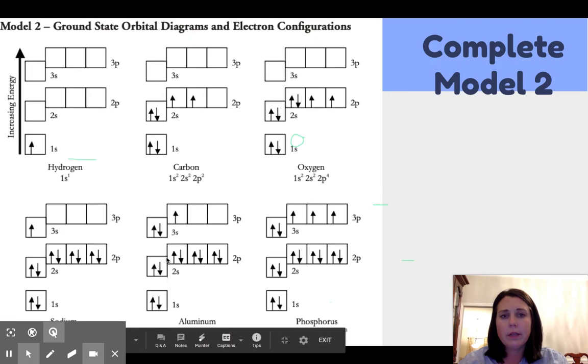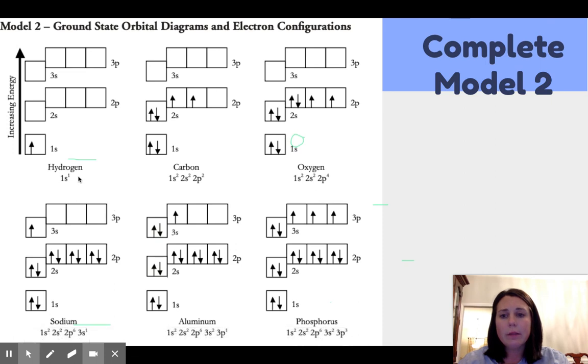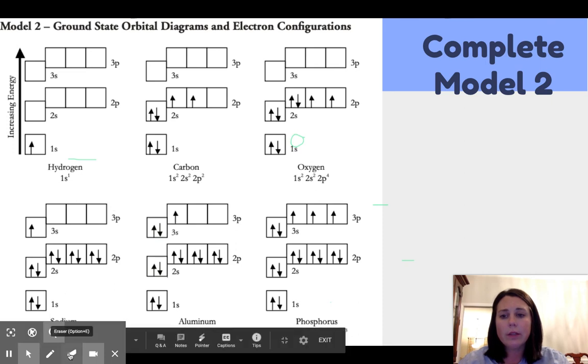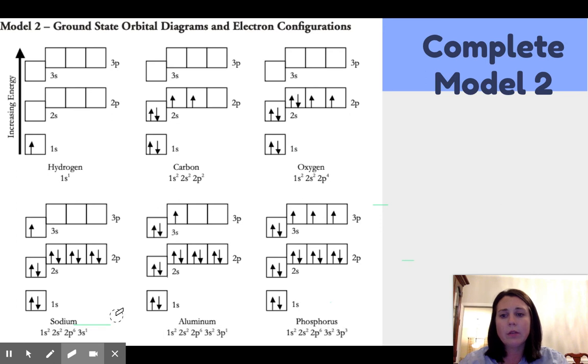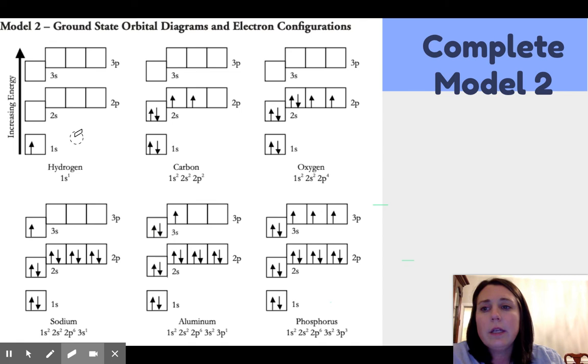So we went through all those together. Here, let me quickly explain this image, and then I want you to take a second to complete Model 2. Here we've taken our boarding house model. We have our first floor here. We have our sunny room, and we have our pink room. Here's our second floor, and then we have a third floor. Okay, and instead of boarders, now we're adding electrons.